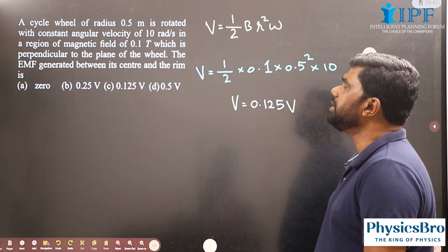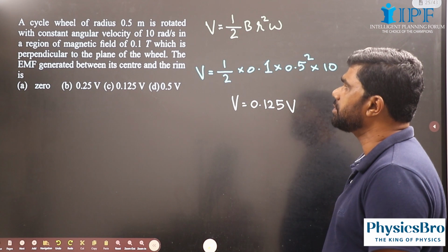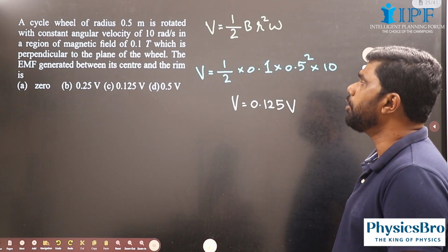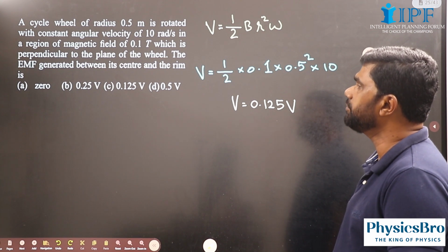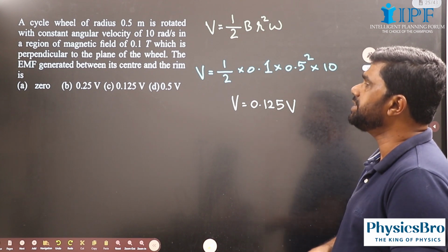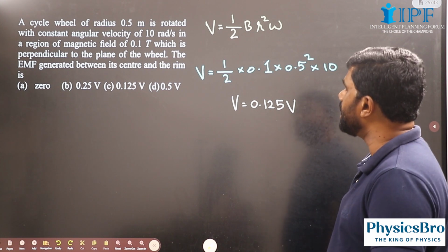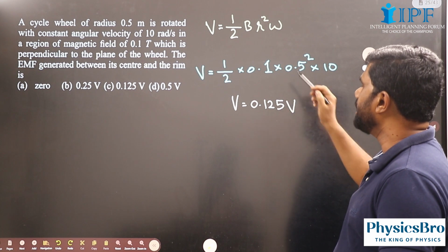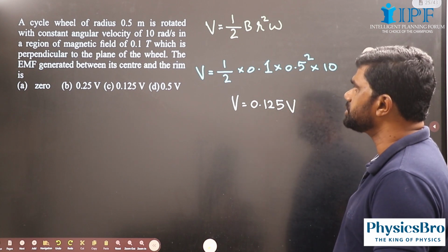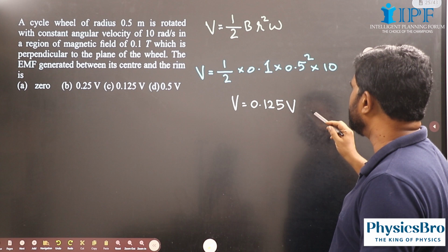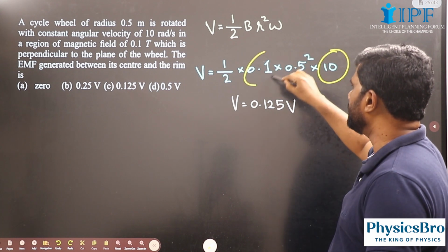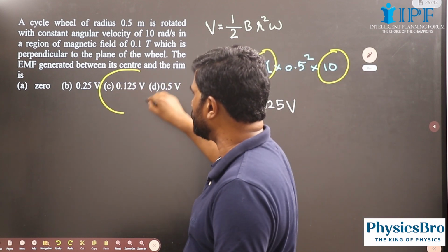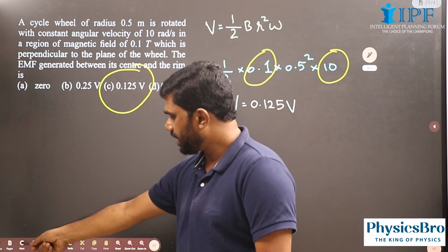A cycle wheel of radius 0.5 meter is rotated with constant angular velocity 10 radians per second in a region of magnetic field of 0.1 Tesla, which is perpendicular to the plane of the wheel. The EMF generated between its center and the rim is half B r square omega. So V is half, B is 0.1 Tesla, and radius is 0.5 square into omega, 10 radians per second. So this 10 and 0.1 will become 1. Then this is 0.25 divided by 2, which means 0.125 volt. Okay.